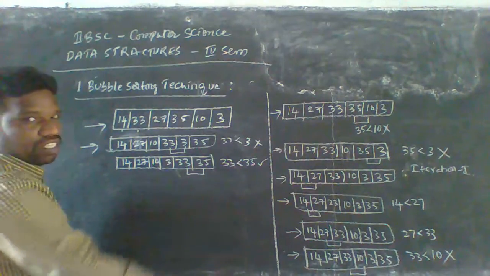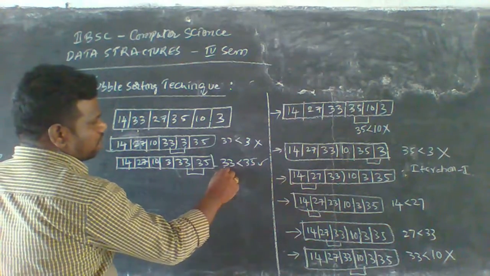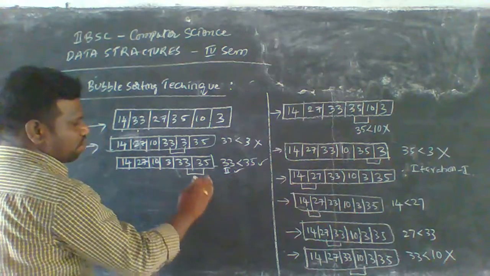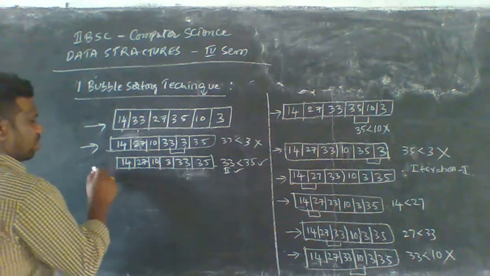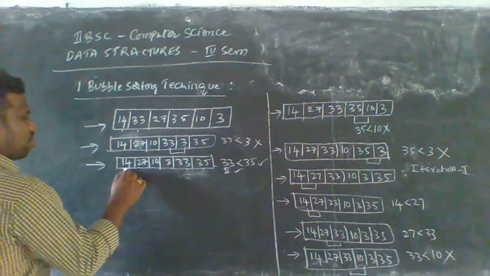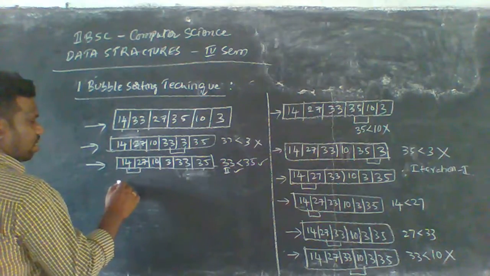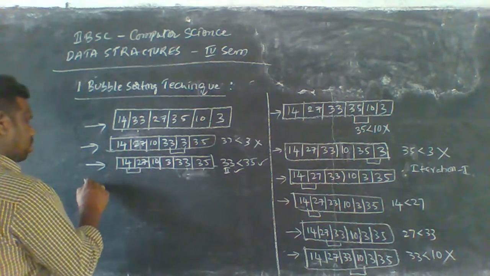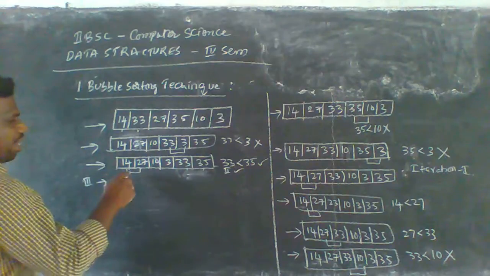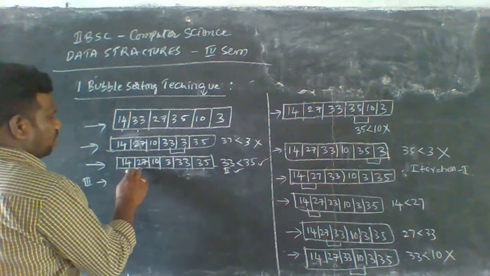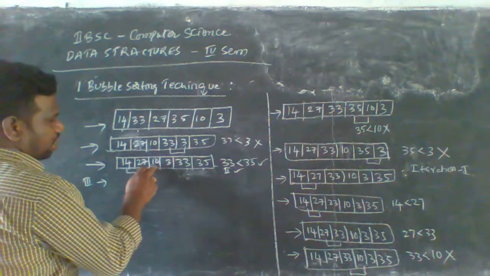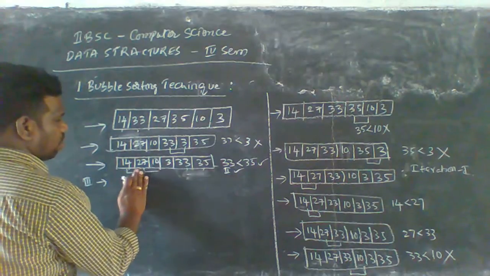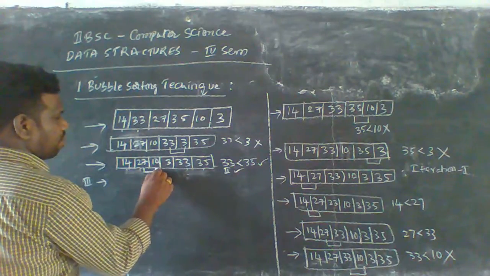Then there is no need to change anything here, and the second iteration will be fine. Now we can check the condition for the third iteration. The first two values will be changed here. In the third iteration, I'm going directly from here: 14, 27 is not changed, 27, 30 is changed here. So the implementation will be made here.